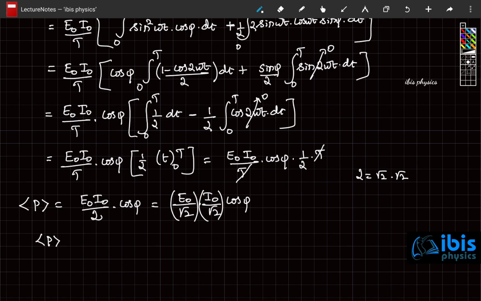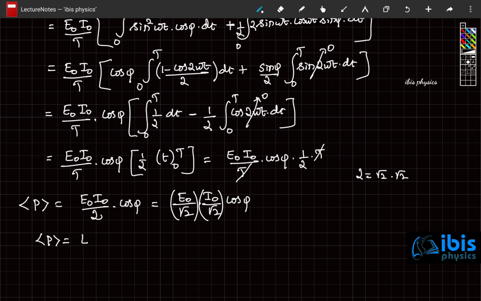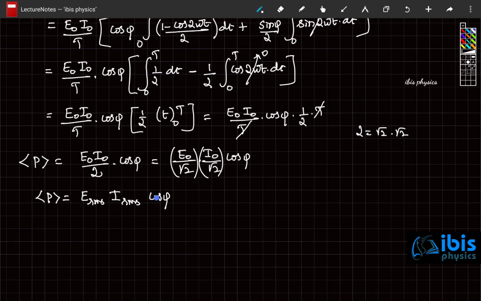So the average power dissipated in an AC circuit is ERMS, IRMS, the RMS value of voltage and the RMS value of current, into cos phi. Blocking this, ERMS IRMS seems to be the power, because in the previous chapters we learned that power is equal to V into I. At best what we had expected here was that power should have been VRMS into IRMS, but there is an additional thing that appears here, which is cos phi.